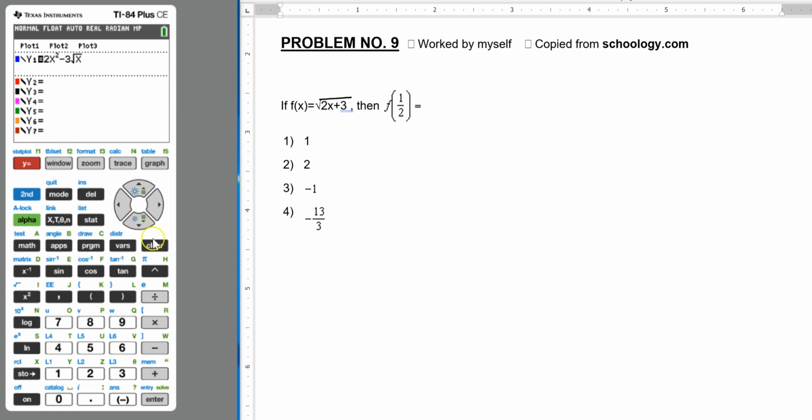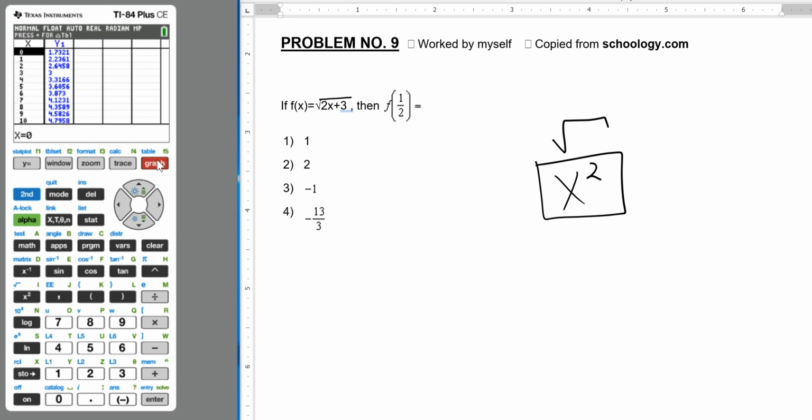We go to y equals, clear out what we have. Again, the radical sign is right above the x squared button. There's a radical sign in blue, so we're going second x squared. Okay, underneath the radical, we write in our expression, 2x plus 3. We go cursor to the right so that the radical ends. Okay, now what we normally like to do is go second table and find our value.